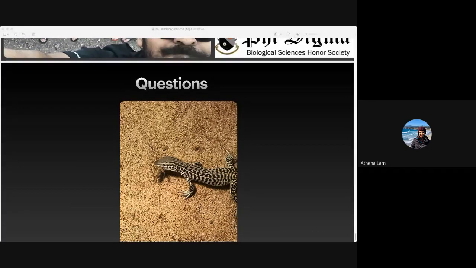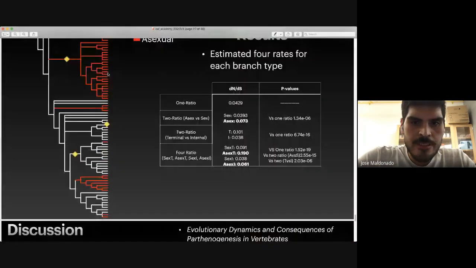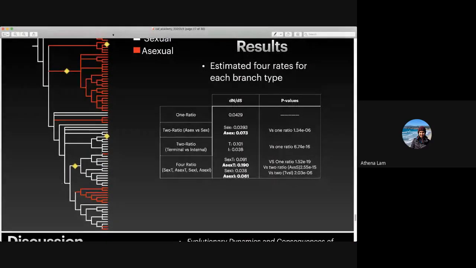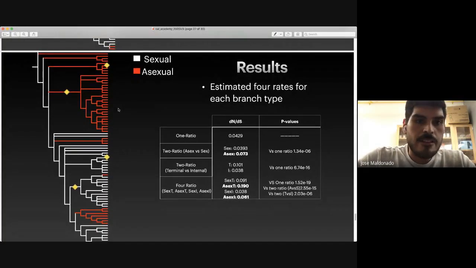So if I understand it right, those earlier branching lineages in your phylogeny, did those ones accumulate more mutations over time versus the ones that branch nearer to the tips of the tree? I'll go back to the tree real quick. Can you still see my screen? Yep. Okay, so you're asking about asexual populations. Yeah, so overall, we are seeing that the asexual lineages on the tree are accumulating more mutations when we compare them to the sexual ones.